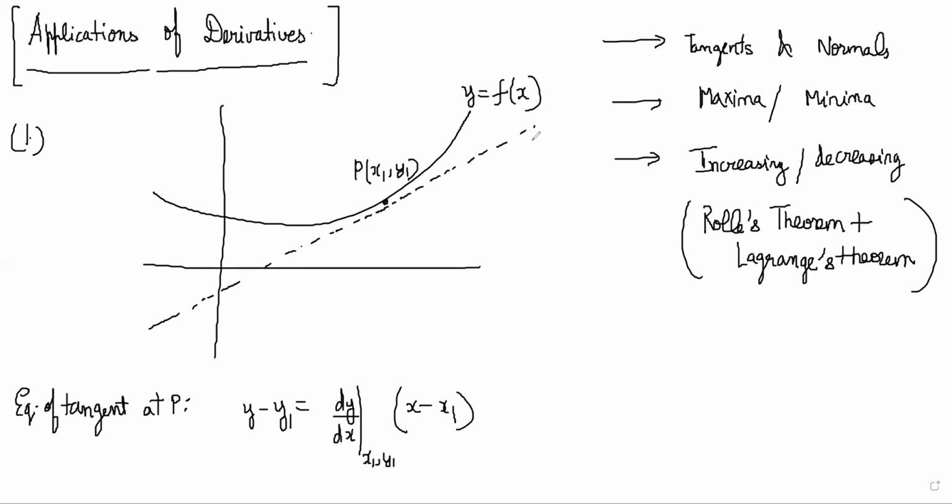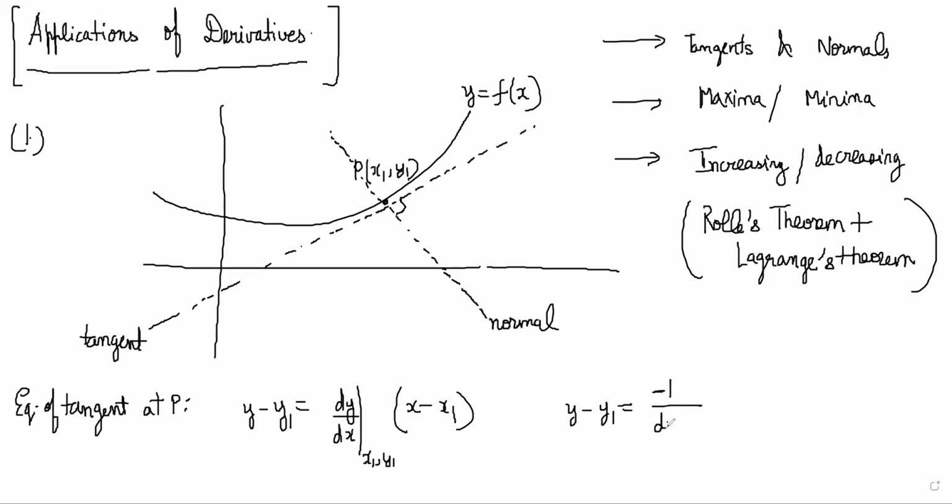So that is your equation of tangent, and if at the tangent point you make a line perpendicular to that, that will be your normal. This line will be your normal. This angle has to be 90. This is normal, this is tangent, and the normal equation will come simply by taking the negative reciprocal of the slope, dy by dx at (x1, y1), times x minus x1. So that will be your normal equation.